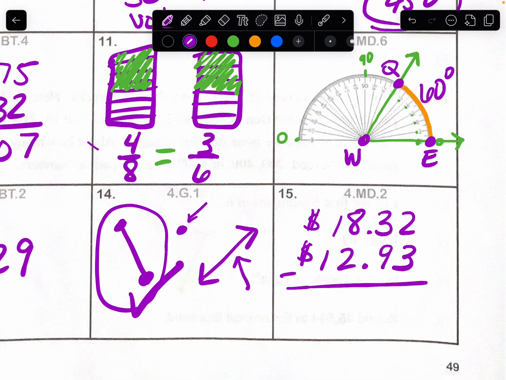2 minus 3 you cannot do. You go regroup. Again, this decimal point, just ignore it for now. Just keep subtracting like you would even if that decimal wasn't there. 2 minus 9 you cannot do. You must go regroup. And now 12 minus 9 is 3. 7 minus 2 is 5. So in the store, she spent $5.39.